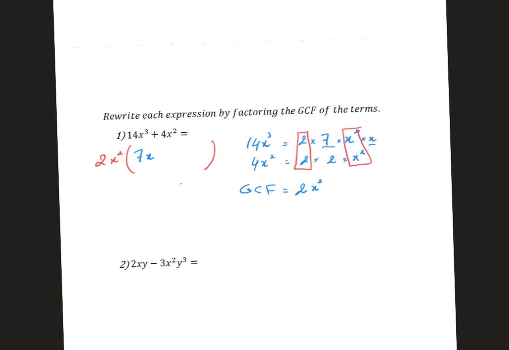Then we have plus right here. And for the next term, if we take 2x squared from the second term, we have 2 left. So it's 7x plus 2, and that's going to be the answer.